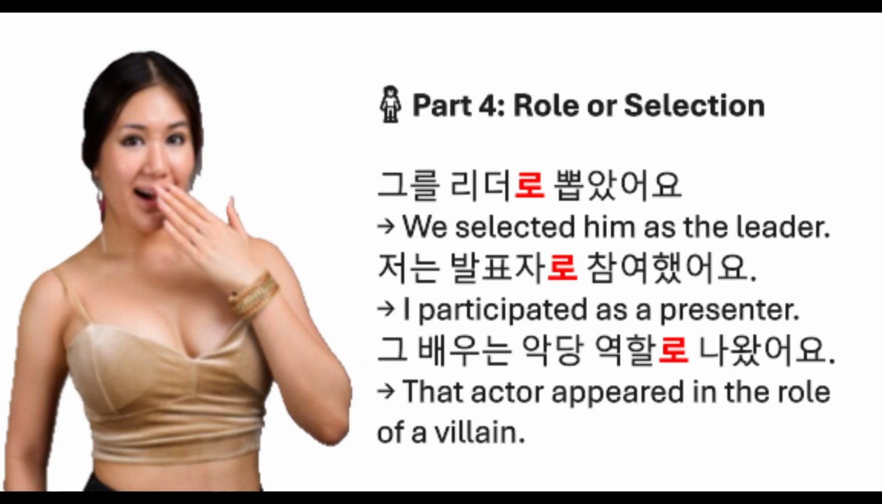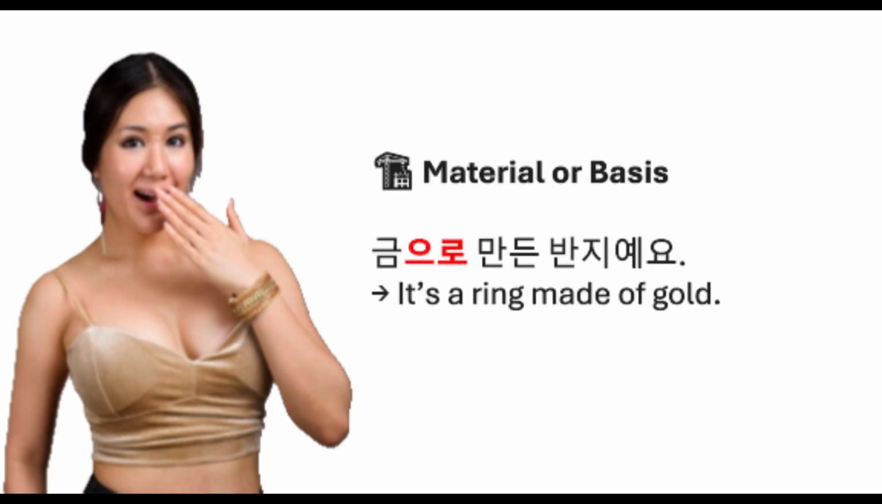Ro is used to show a role or a selection, as in the following examples. 그를 리더로 뽑았어요. We selected him as the leader. 저는 발표자로 참여했어요. I participated as a presenter. 그 배우는 악당 역할로 나왔어요. That actor appeared in the role of a villain.